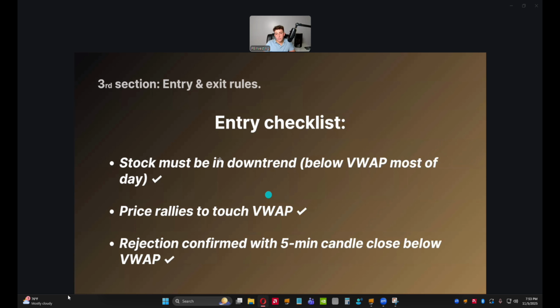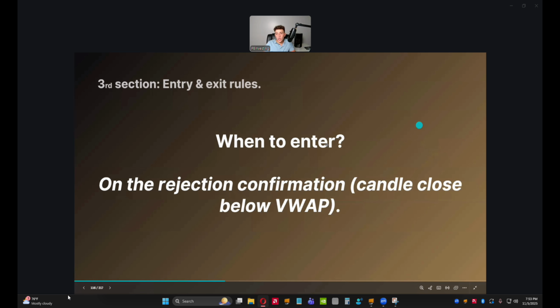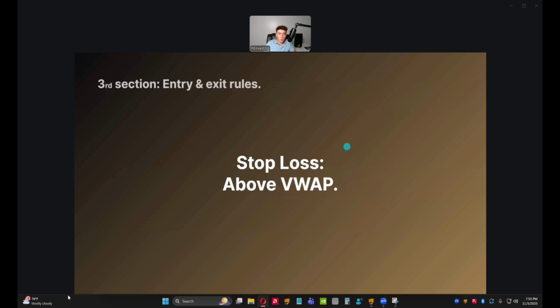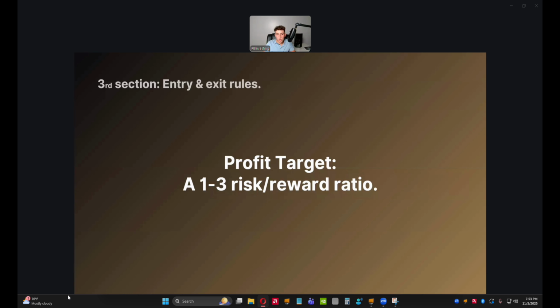Entry checklist. Stock must be in a downtrend. The VWAP must be under the pre-market low. Price must rally to touch VWAP, and then it must reject it. When do you enter? Right when it taps it. And your confirmation is a rejection candle. What's your stop loss? Above the VWAP. What's your profit target? A 1 to 3 risk to reward.